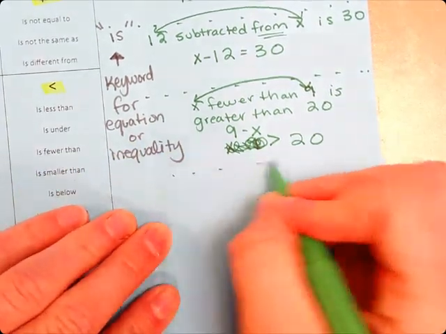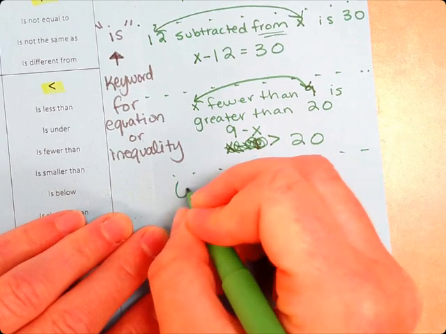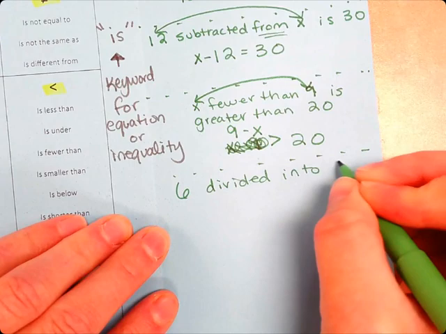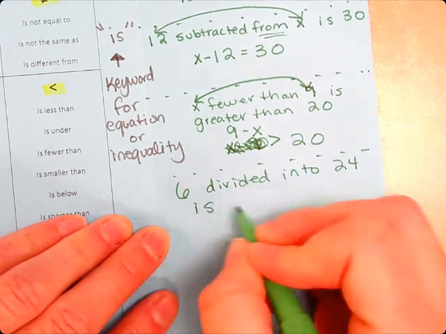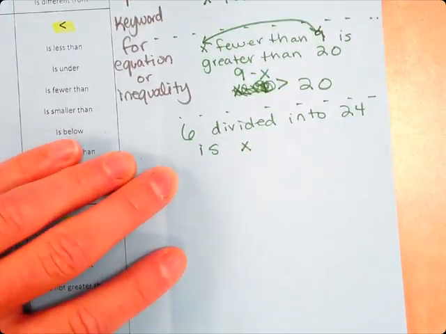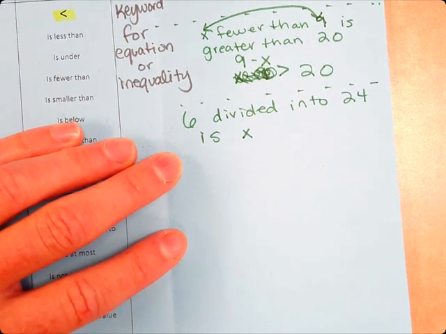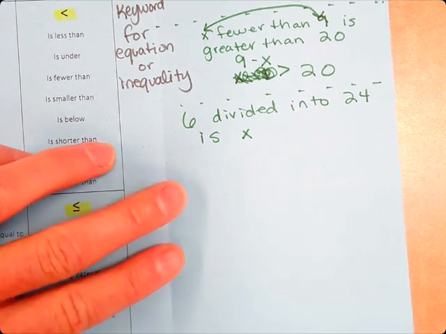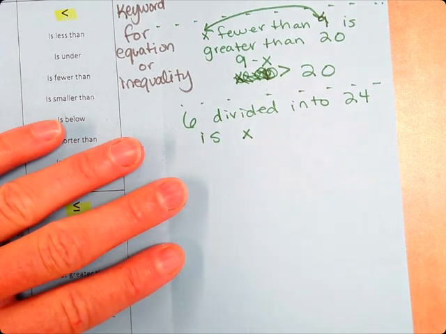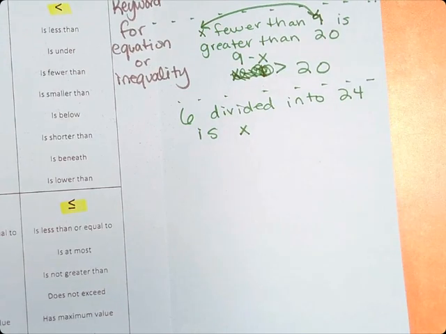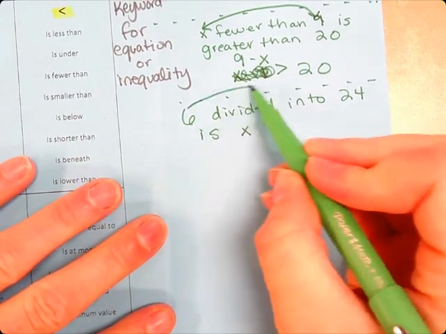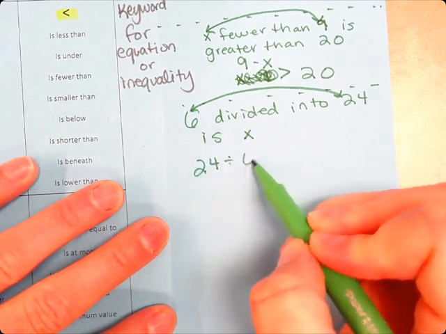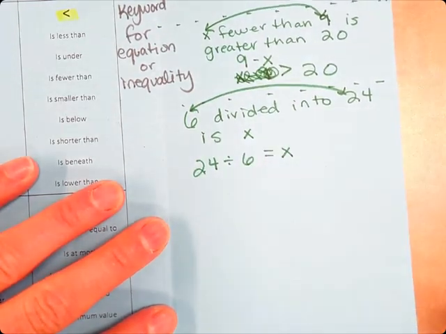Okay, then the last turnaround word I'm going to do is 6 divided into 24 is x. So I'm dividing it into 24. So that's a turnaround word. So I'm taking 24, dividing it by 6, and that equals x.